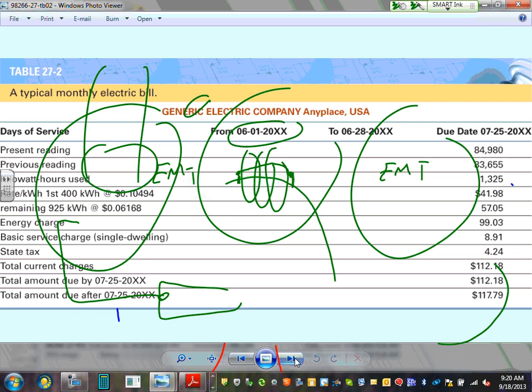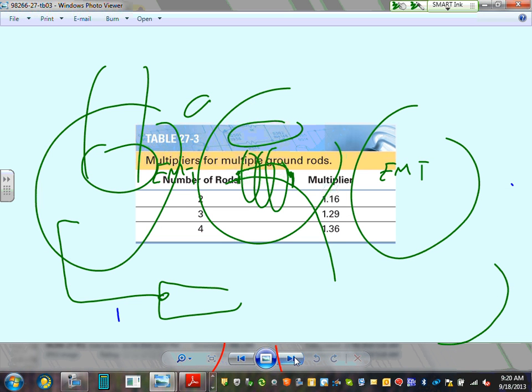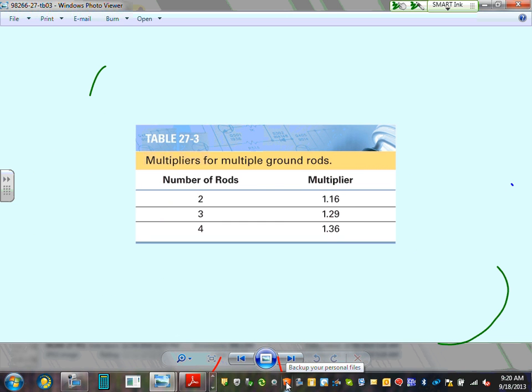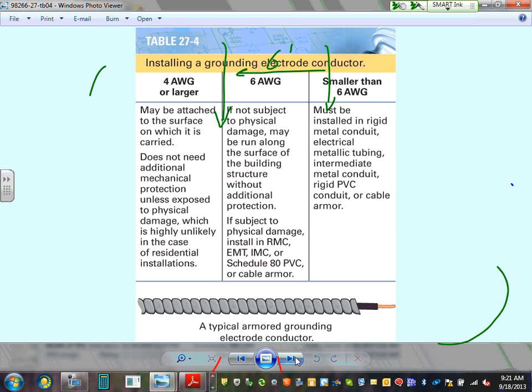Okay, I'm going to skip over that one, residential. So that's the number of rods. When you put your rods, the code requires you to put 2 rods to supplement each other. Typically, here's rod 1, you go 6 feet, and rod 2. Minimum 6 feet between them. When you put 2 rods, minimum 6 feet between them, because if you put them closer together, they're less effective. This is the multiplier they use, but typically minimum of 6 feet.